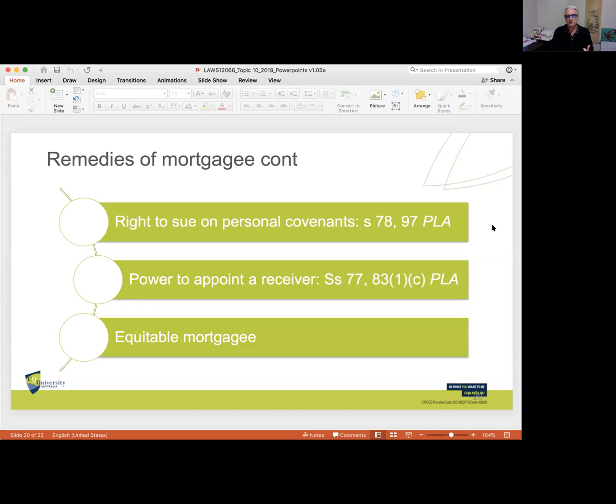We also see that there's, again, as I said, this right to sue on personal covenants. There's power to appoint a receiver in different situations. And then we also need to appreciate the nature of equitable mortgages, where we've seen this earlier in the unit, where in fact the mortgage hasn't been registered, and how we deal with that and what mortgagees can do in situations in that regard.